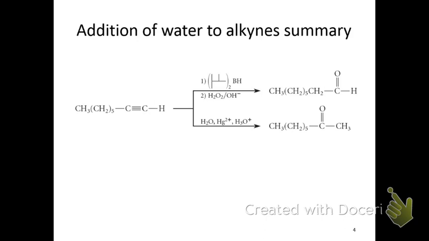And remember that in the case of a terminal alkyne, reaction with borane followed by peroxide always leads to an aldehyde. The other reaction, oxymercuration, in the case of a terminal alkyne, will always lead to a ketone. And so depending on the product you would desire, you would use the appropriate reagent.